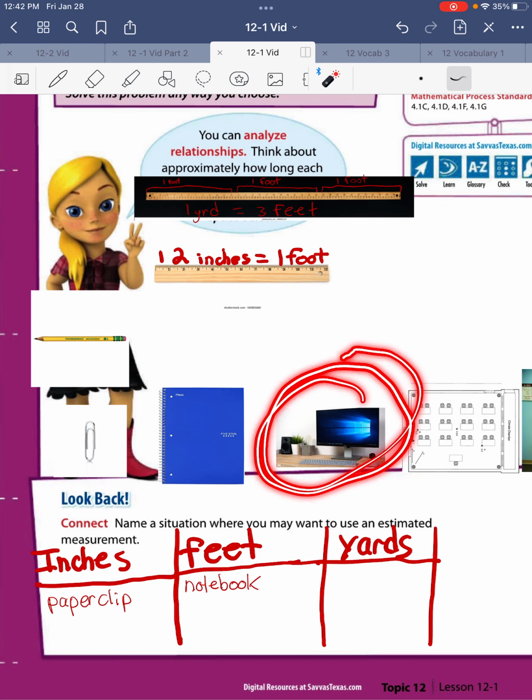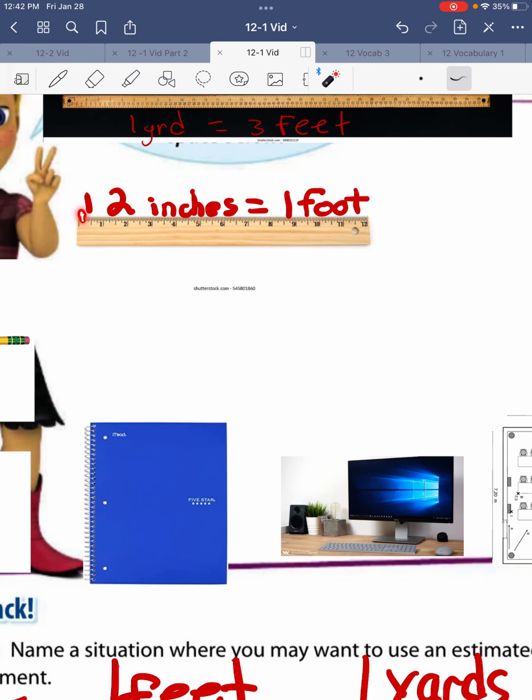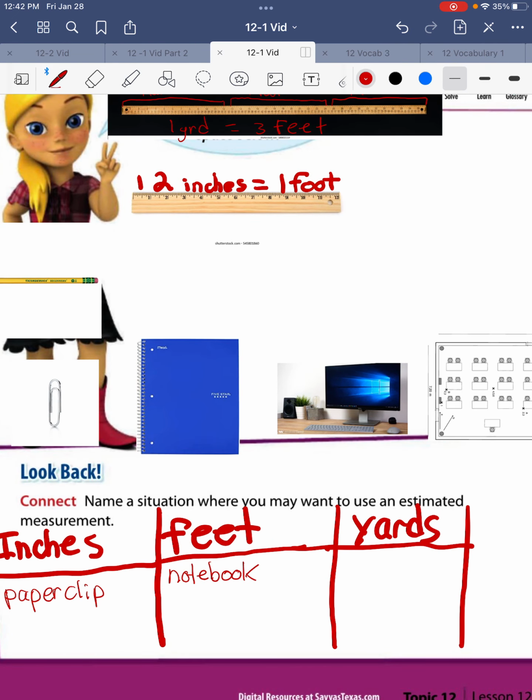Okay, same thing. A computer desktop definitely wouldn't be 1 inch or 2 inches, okay? A computer desktop would probably be 12 inches, which again is 1 foot, okay? So for feet again, I would put desktop, okay?